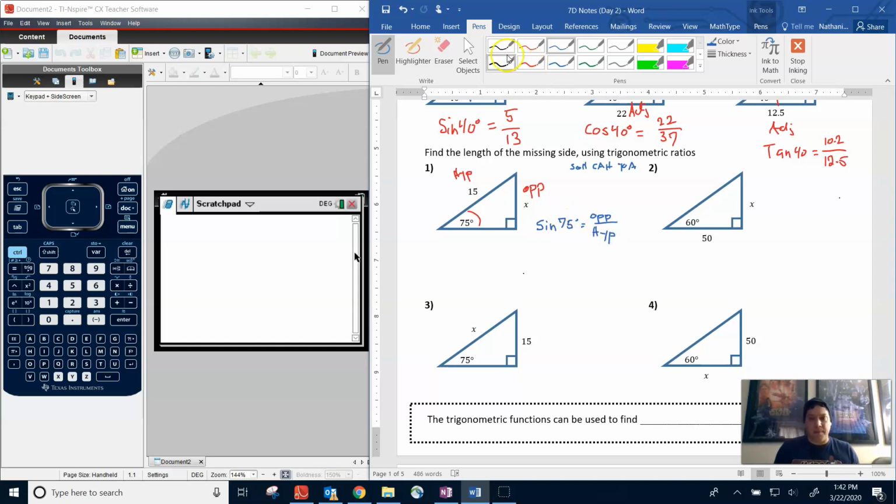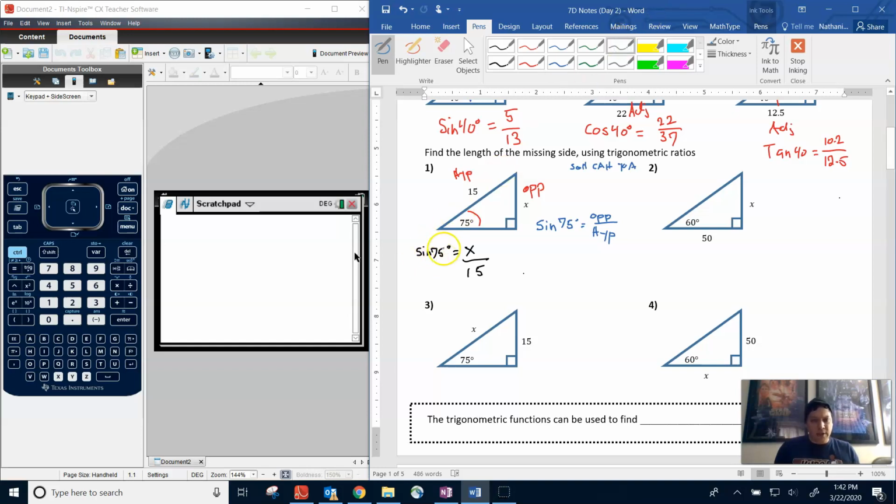So this is step 1. What we're going to do now is plug things in. Let's actually write it over here because we'll have more room. We're going to have sine of 75 degrees is equal to our opposite, which we don't know, over the hypotenuse, which we do know, which is 15. Now, what we're going to try to do here is cross multiply. But if you notice, we only have 3 pieces here. We need 2 fractions to cross multiply, don't we?